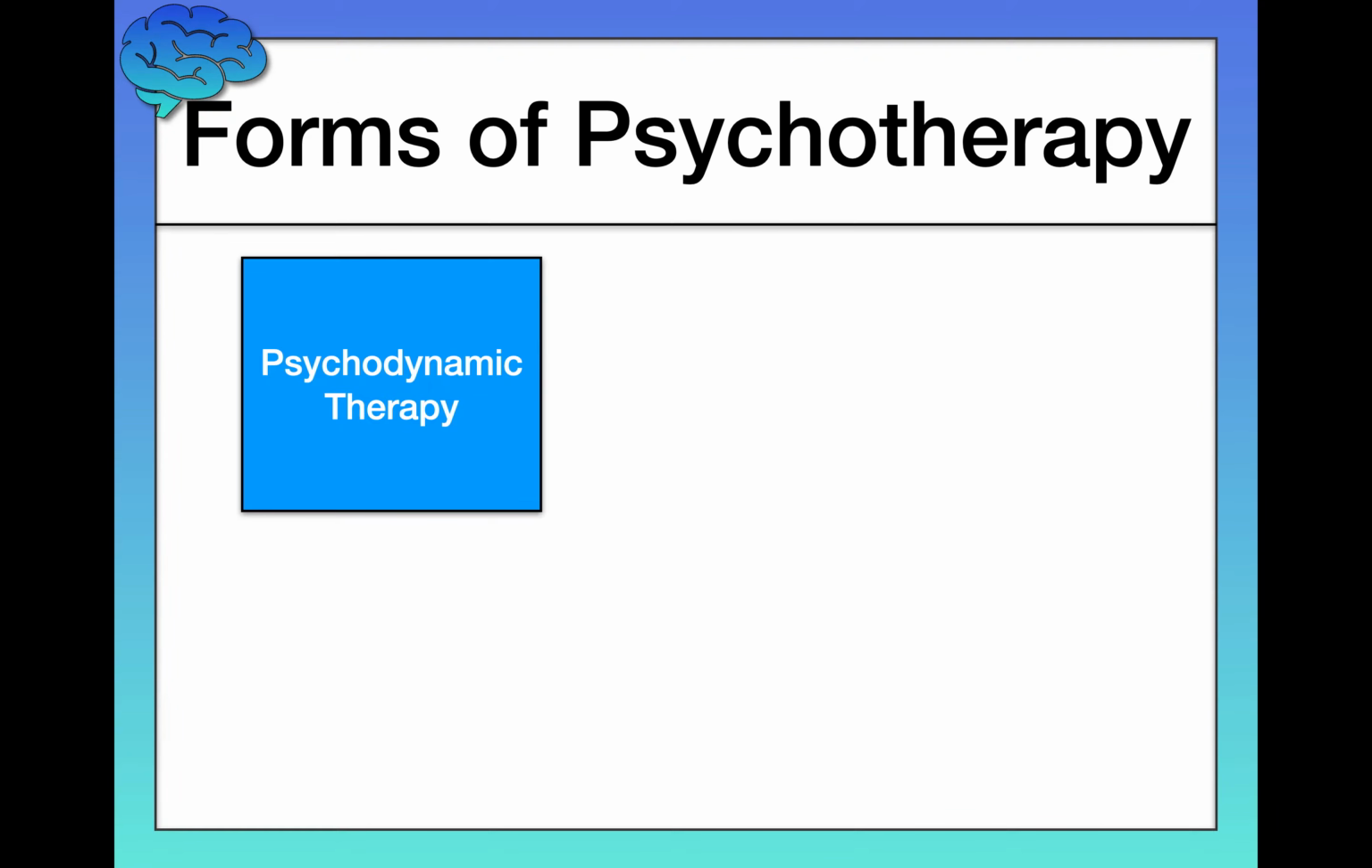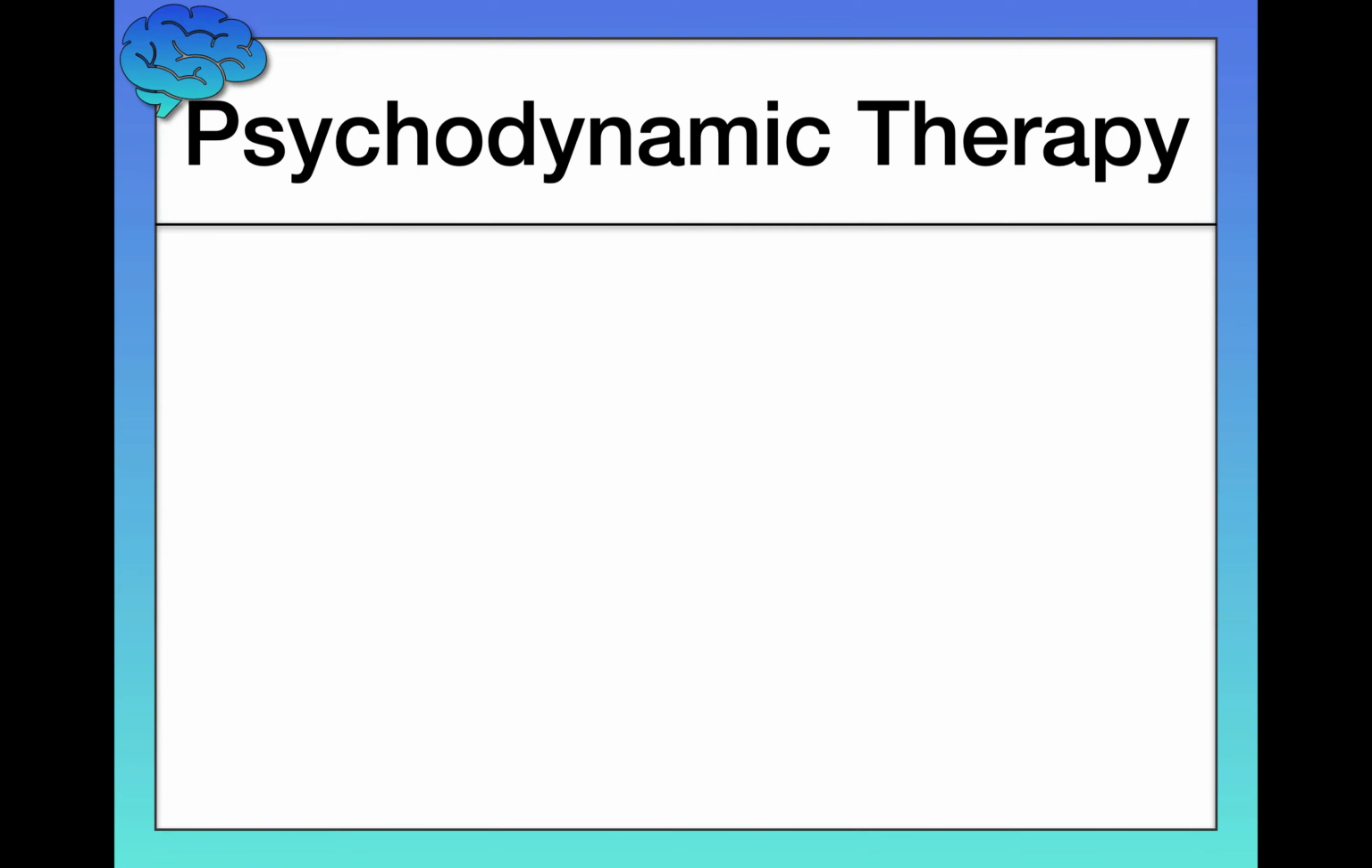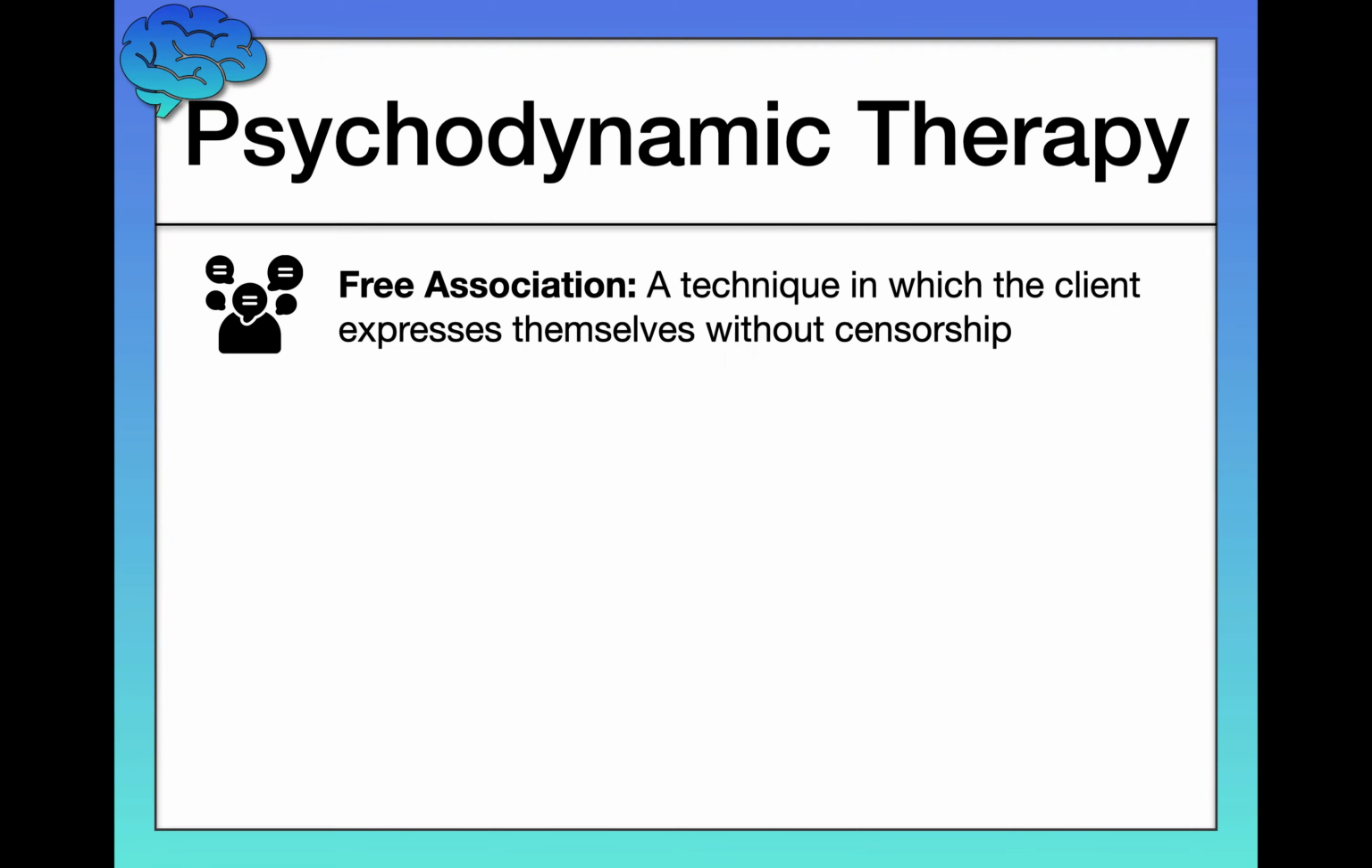In psychodynamic therapy, the therapist is kind of like your dentist. The therapist helps to find a problem and to treat it, much as a dentist would do with a cavity. Historically speaking, psychodynamic therapy has relied on several different strategies, including free association, a technique in which the client expresses themselves without censorship. And that without censorship component is really important. The client should feel free to say whatever they're thinking.